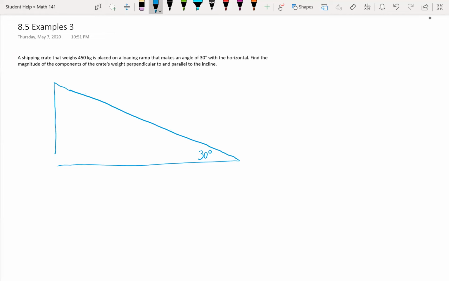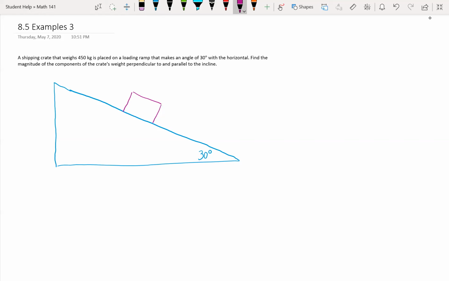And there's a crate that's sitting on top of the incline like this. And for it to sit and not slide down the ramp, there's a certain amount of force that has to be coming into the ramp because we've got different forces of gravity working upon it. And so we want to figure out what the two different magnitudes are. One is going to be horizontal or perpendicular, and one is going to be parallel.